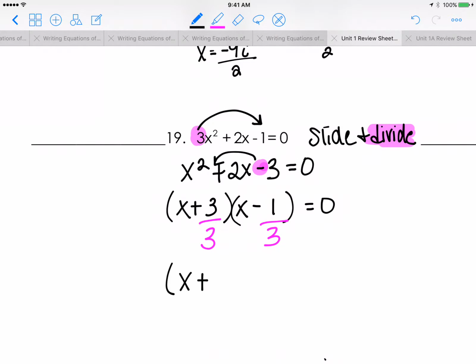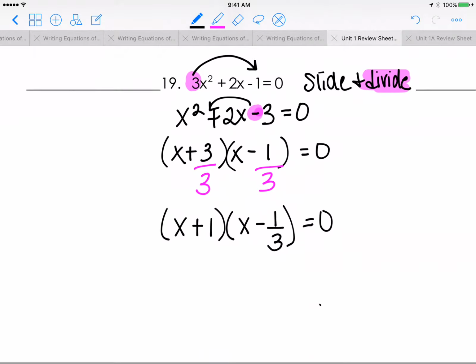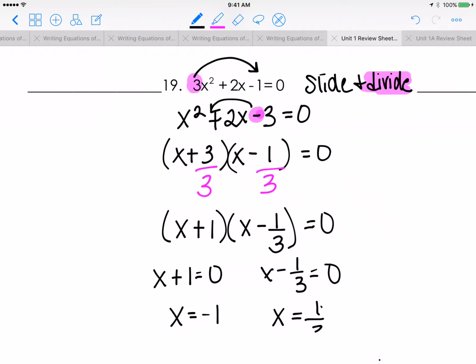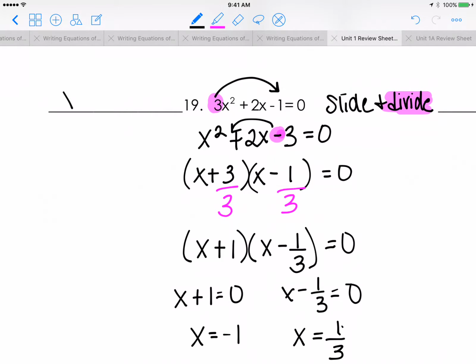plus, well, 3 divided by 3 is 1. And then we can't really simplify this one. So at this point, we can leave that alone and then set each one of these equal to 0. So subtract a 1 over, you get a negative 1. Add a 1/3 over, you get a positive 1/3. So our answer is x equals a negative 1, comma, a 1/3.